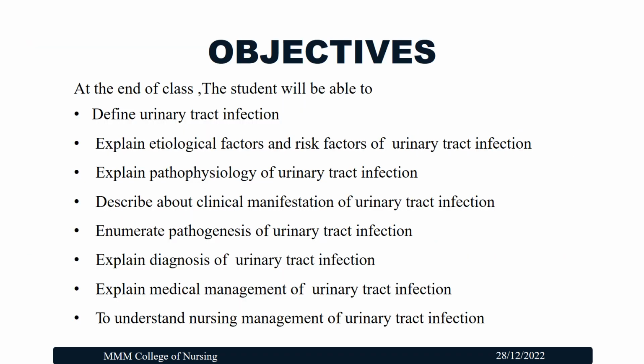Objectives: at the end of the class, the student will be able to define urinary tract infection, explain etiological factors and risk factors of urinary tract infection, explain the pathophysiology of UTI, describe the clinical manifestations of UTI, enumerate the pathogenesis of urinary tract infection, that is how it occurs, explain the diagnosis of urinary tract infection, how we can find it out, explain the medical management of urinary tract infection, and understand the nursing management of urinary tract infection. These are all the content we will be covering in the PPT.